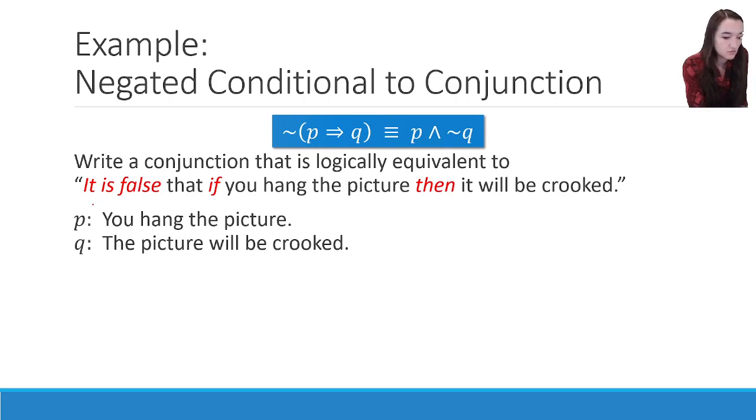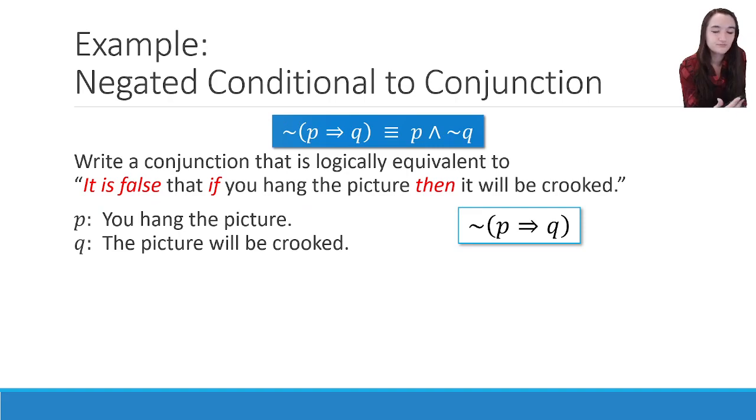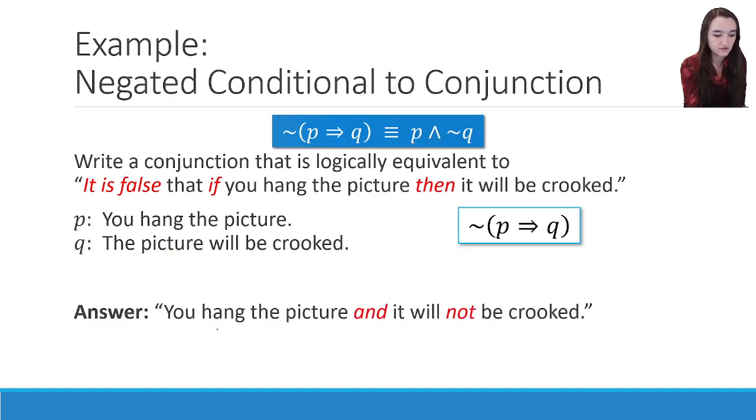So this statement, once again, it is false, that means we're putting that negation out front, and then it's just a simple if-then statement. So a little bit simpler than our previous one where we had an extra not in there that we didn't want, etc. So in this case, I can just directly go to this other statement. I know what P is, I know what Q is, so I can say them, right? P is you hang the picture, and negation of Q, the picture will not be crooked. So you hang the picture and it will not be crooked.